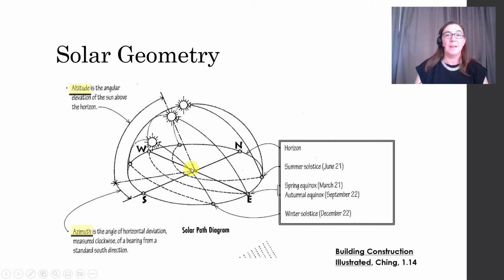The other angle that we use to describe the sun's position is called the azimuth. And it's the horizontal angle of the bearing of the sun in the sky.